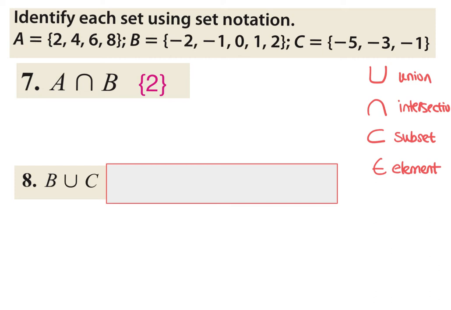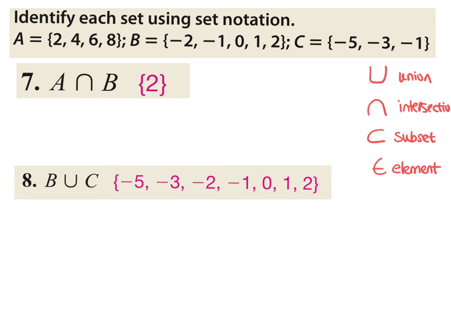So B and C, we're going to look at B or C here. And every single number that's listed, you would list in this union set. You'll notice it's listed from least to greatest. And you'll also notice they don't repeat. -1 is in B. It's also in C, but they didn't list it twice. Okay? The elements are just listed one time, but it's every single element that goes in either of those.